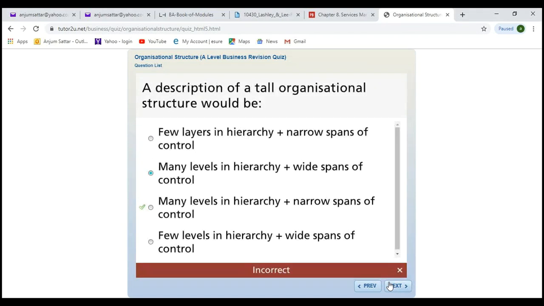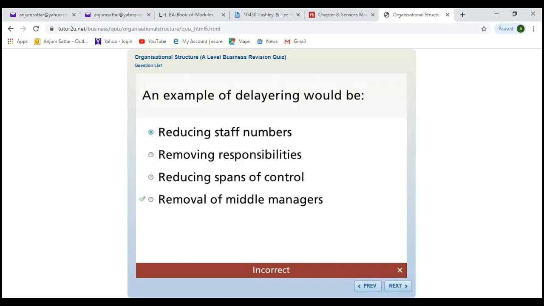Many levels of hierarchy but narrow, yes. So a tall organization, yes, with a narrow span of control. Because it's the top levels, sitting in the head offices, because it's a tall organization. Delayering would be the removal of middle managers. Yes, you delayer. It's reducing staff, but specifically reducing the middle-level managers. Right. Understood.